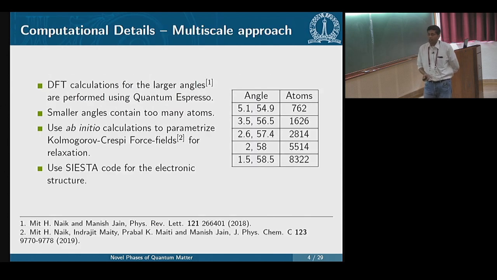So we do a lot of DFT computations. All of the work that I'm going to present is studied using density functional theory. The problem, as you are probably aware, is that if you look at large twist angles, then the number of atoms in the moire supercell is reasonable, something that you can do easily with DFT. But as the angle becomes smaller, let's say a 1.5 degree angle, this has 8,322 atoms in the moire supercell. And that is a very, very difficult computation to do within DFT.